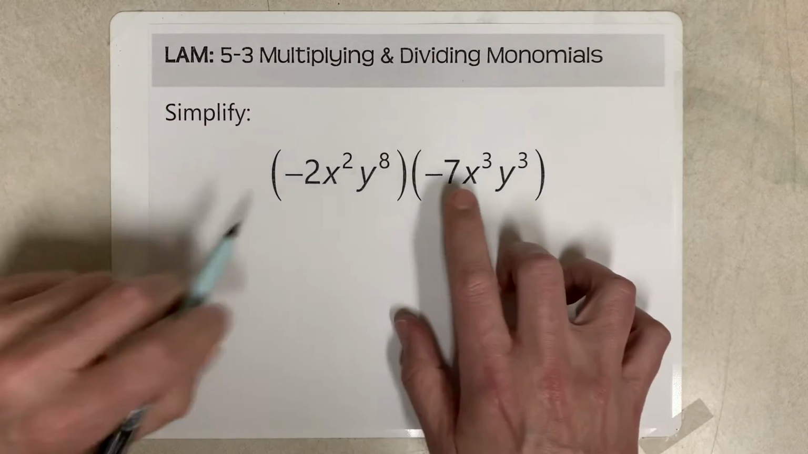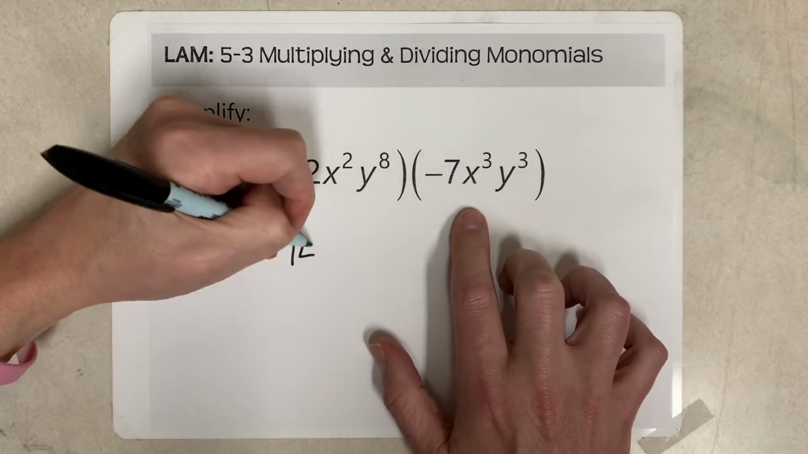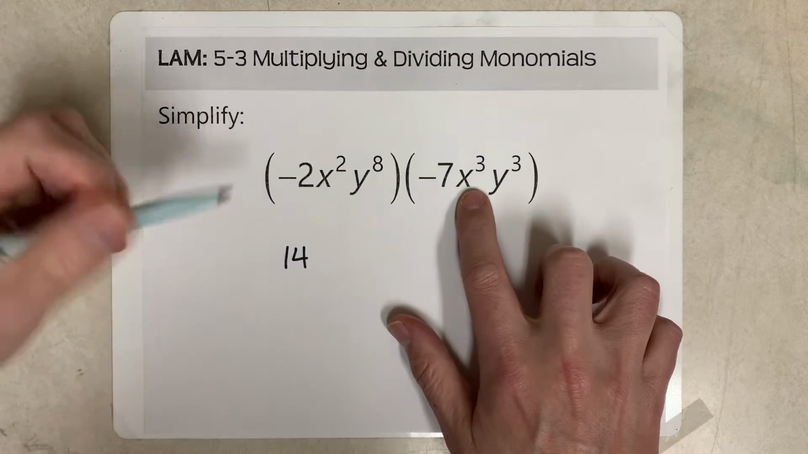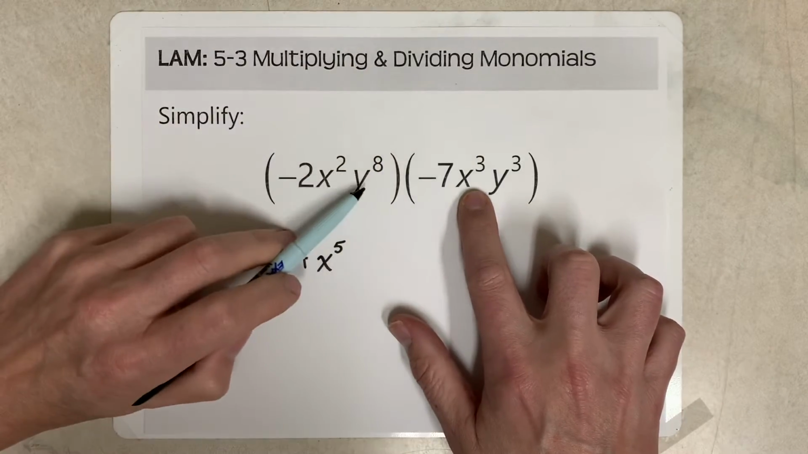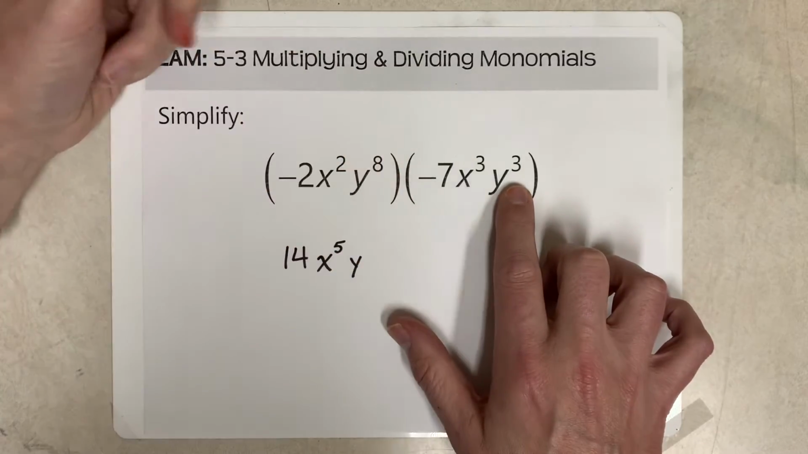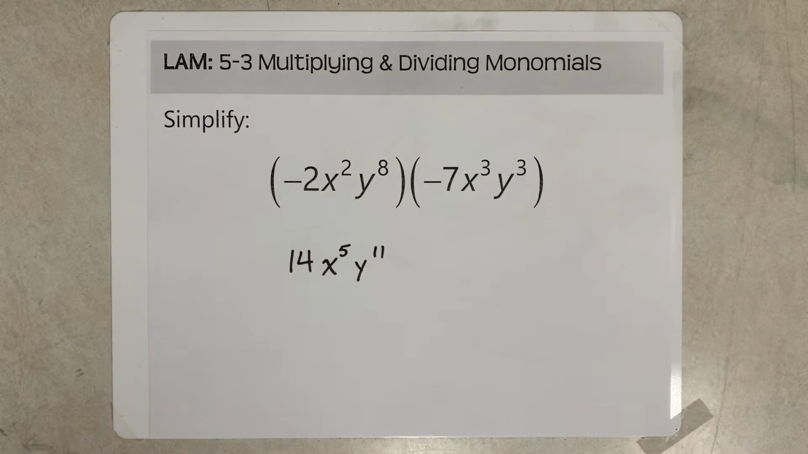Okay, this one, you got negative 7 times negative 2 first. That's positive 14. X squared and another x cubed is a total of x to the 5th. Add them. Y to the 8th and y cubed is a total of y to the 8, 9, 10, 11. And that's it. That's your final answer.